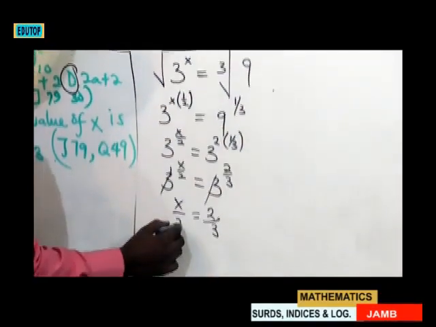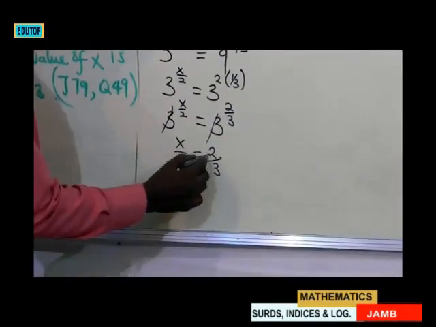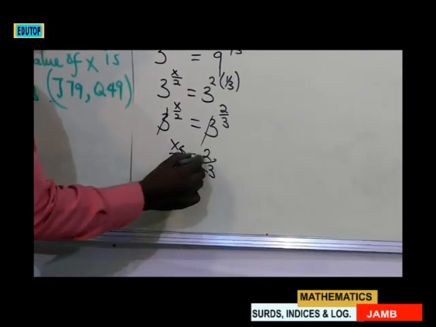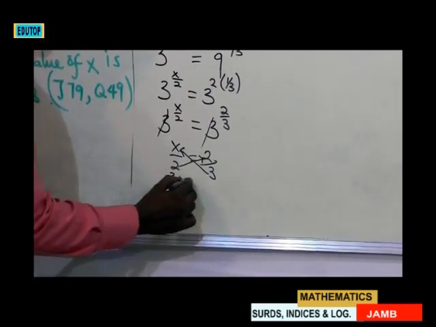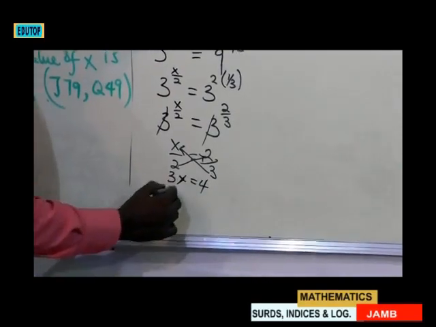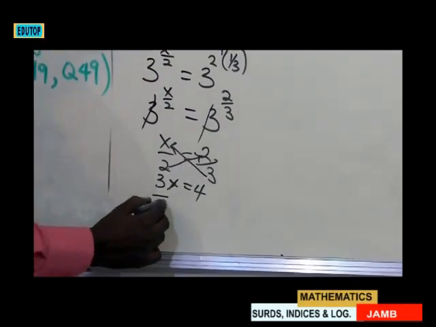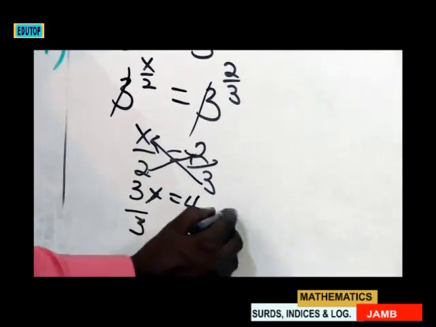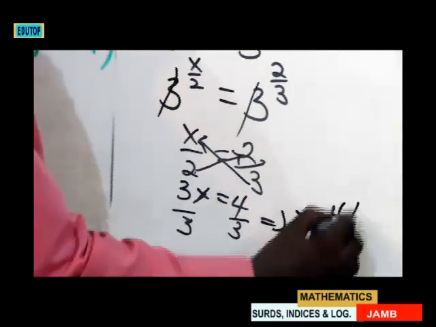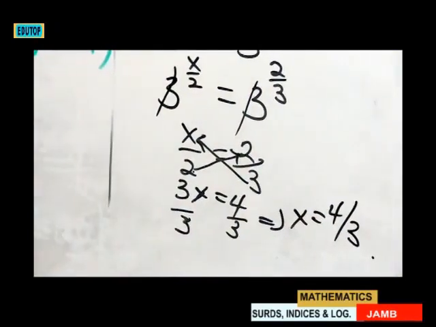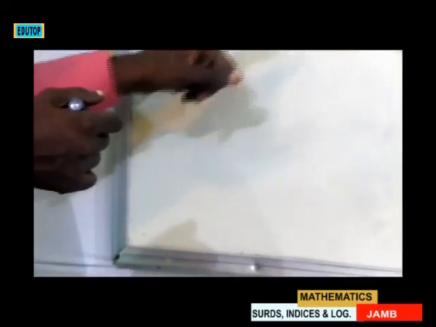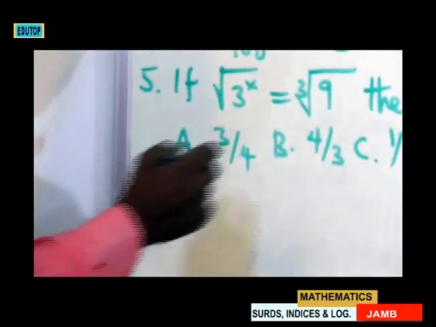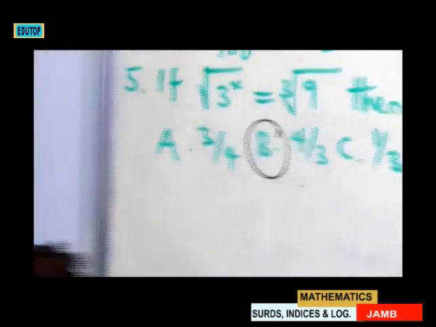So what do I do next? I cross multiply. So by cross multiplying, I'll have 3x equals to 4. And I'm looking for x, so I will divide both sides by 3. I divide this by 3, I'll also divide this by 3. So I have x to be equals to 4 over 3. So I go to my options and look at the option that fits in. So here I have 3 over 4, 4 over 3, but my answer is 4 over 3. So option B is correct.